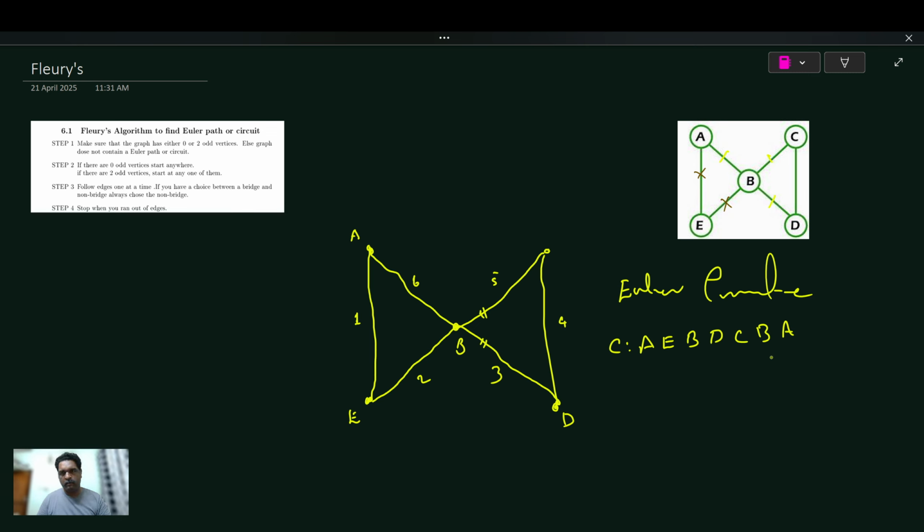So this is a simple method, and the only thing is, whenever we move forward, make sure that we don't use any bridges unless there is no other choice. If there is a non-bridge edge, then choose that non-bridge edge first, and after we use all the non-bridge edges, then we can use the edges which are bridges of the remaining graph. Okay, that is it. Fleury's algorithm.